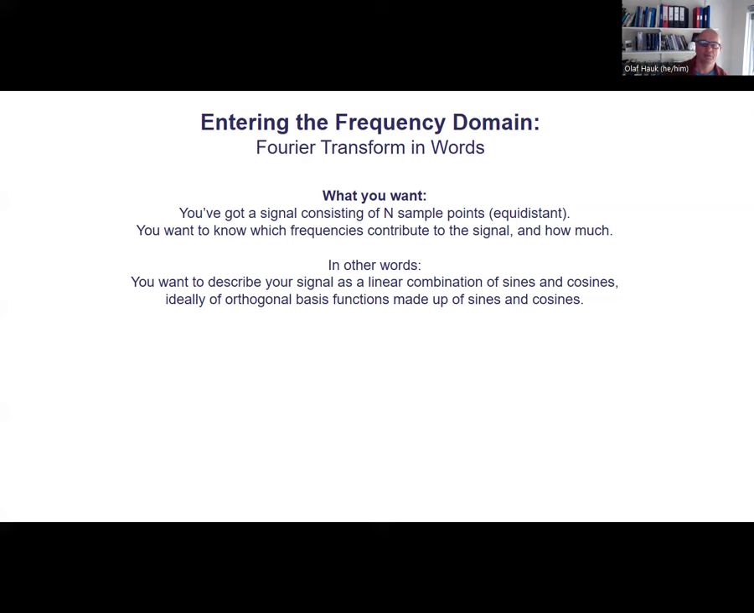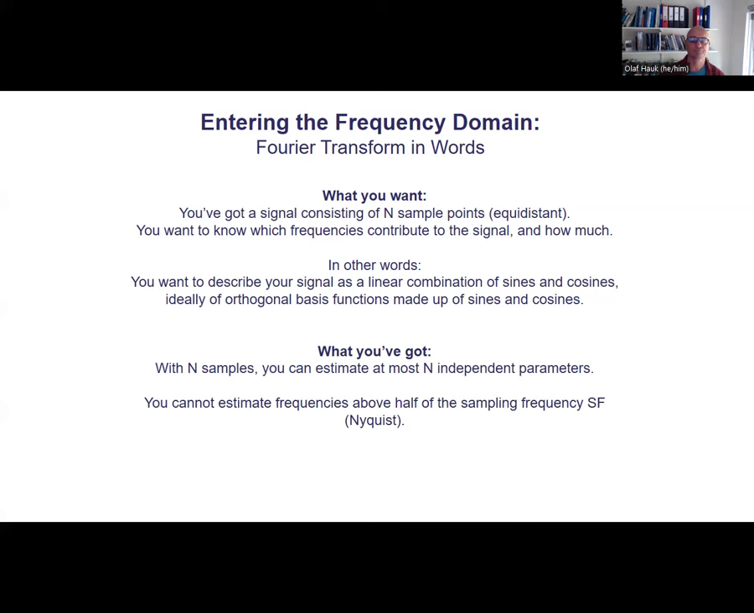And yeah, that makes these sines and cosines actually ideal because they are orthogonal already, so we don't have to care about any correlations between them. We have our n samples, so that means we can estimate at most n independent parameters. And we know that we cannot estimate frequencies above half of the sampling frequency anyway. That restricts the number of frequencies and also the frequency range that we can estimate.